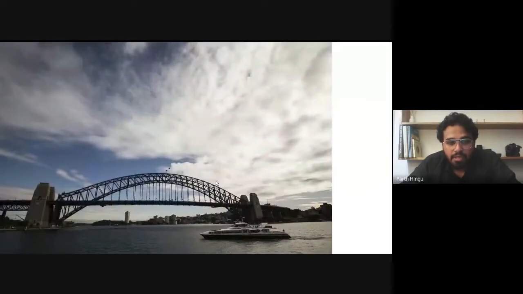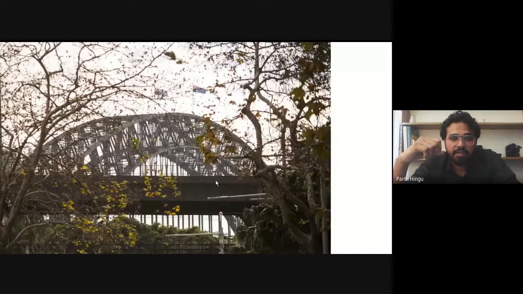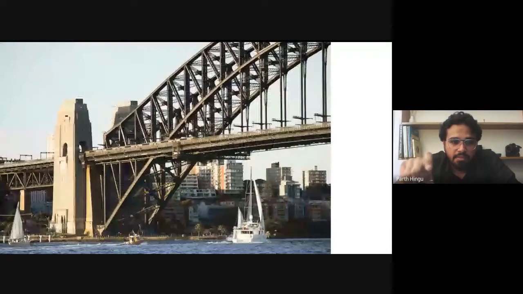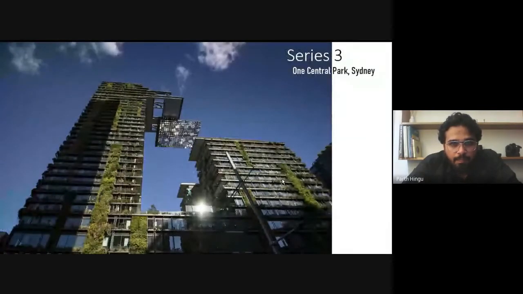When I was on a ferry, I just took this image. When I was in the city area, I was seeing the harbor bridge with a whole bunch of trees in front of it. So these are different kinds of photographs of the same building. This is a detail of the harbor bridge. You can capture so many photographs of the same building.